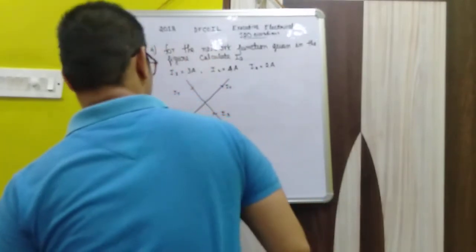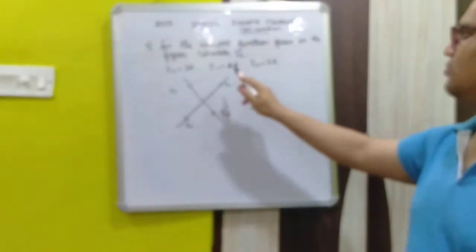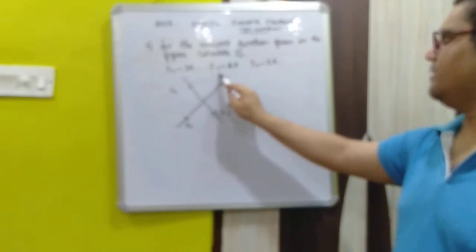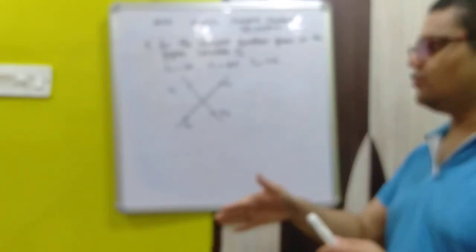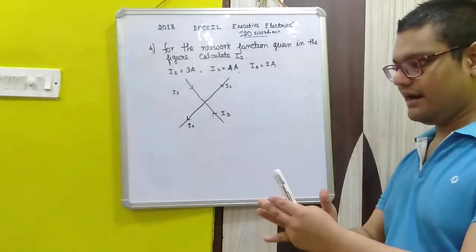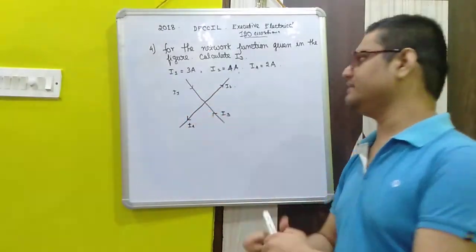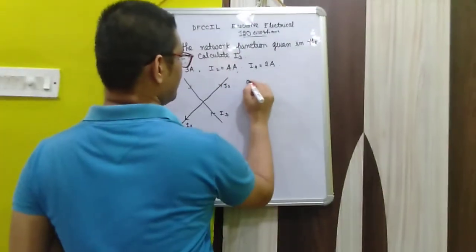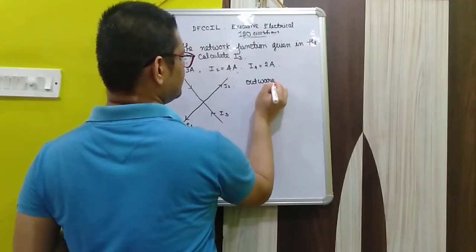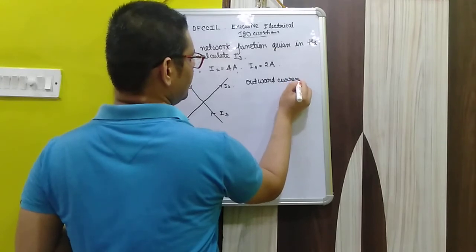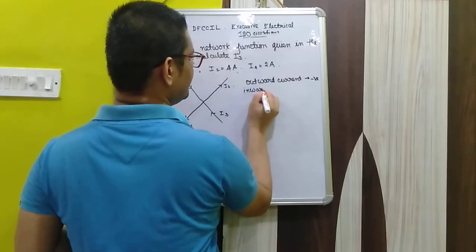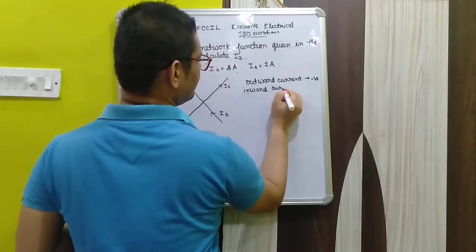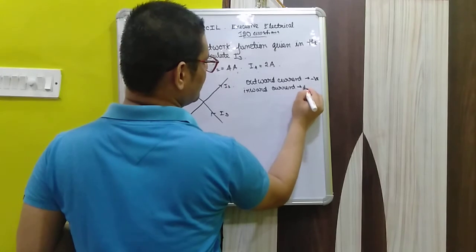So now how to calculate this circuit? We have to calculate I3. I1 is given 3 ampere, I2 is given 4 ampere, I4 is given 2 ampere. So we know from the basic circuit analysis that the current entering into the node is always positive, and the current going out of the node is always negative. So outward current will be negative, and inward current, the current which is going towards the node, will be positive.